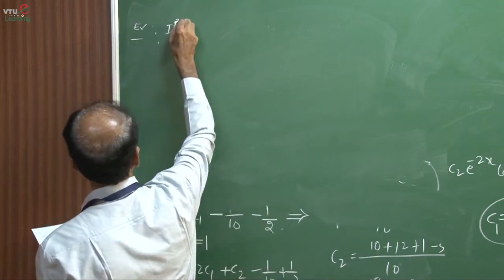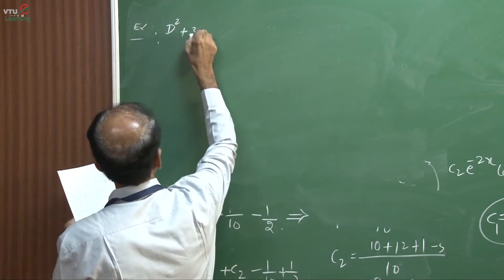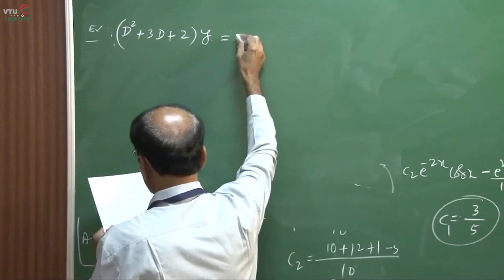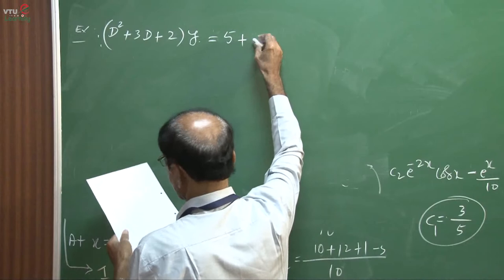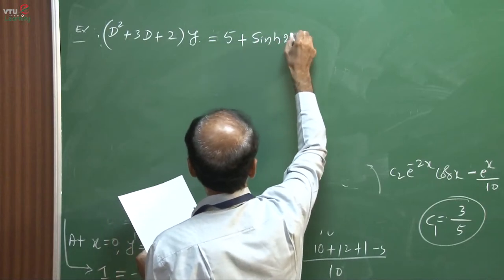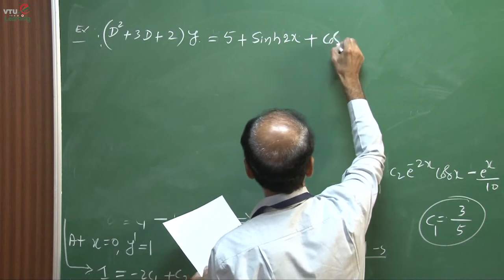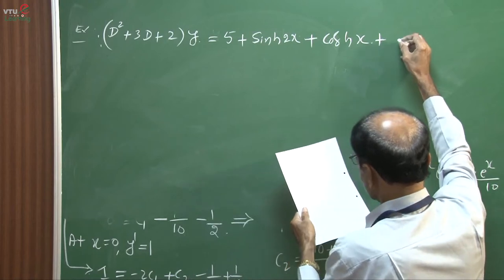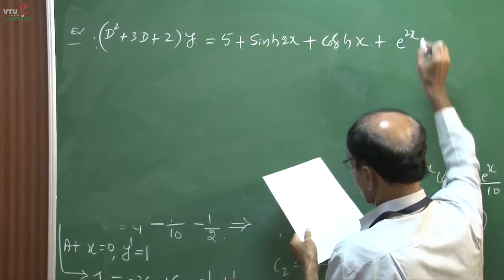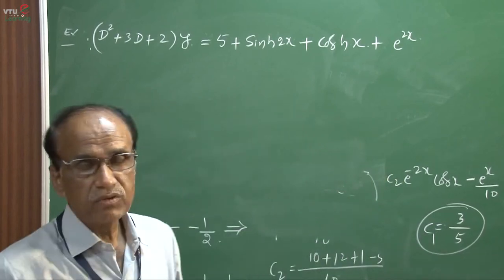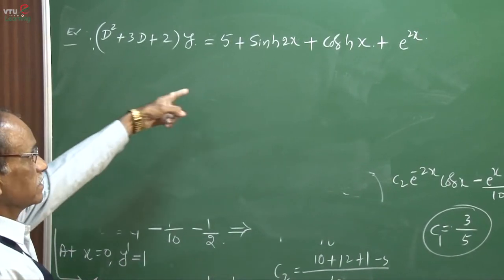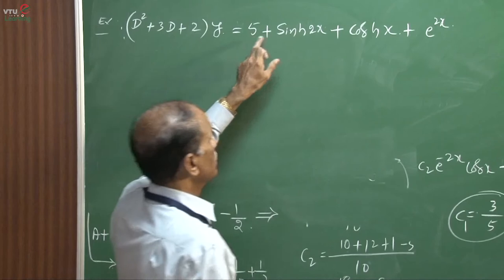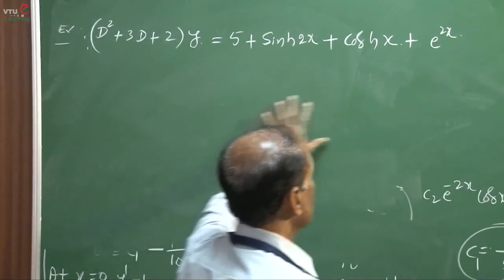D square plus 3D plus 2 operating on y is equal to 5 plus sine hyperbolic 2x plus cos hyperbolic x, and plus e to the power 2x, all these terms are there on the right side. How can this function be represented in order to write the combination of complementary function plus particular integral? 1, 2, 3, 4, totally 4 terms are there.